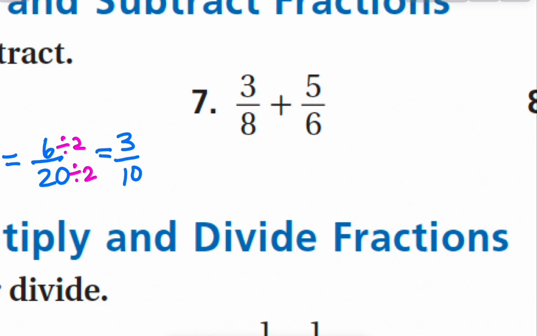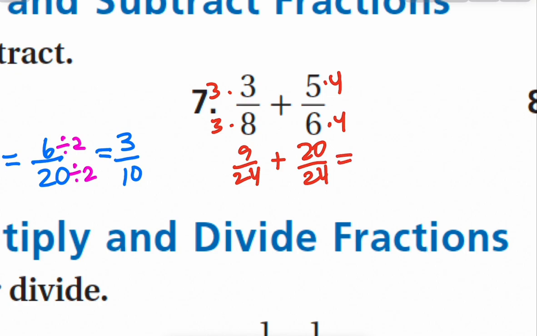So this is what you think. How many times does 8 divide into 24? 3. So you're going to put a 3 on the top and bottom next to the 8. How many times does 6 go into 24? 4. So you're going to put a 4 next to the 6. Okay. Now, if you approached it right, we should be able to just multiply. So we would get 9 over 24 plus 20 over 24.